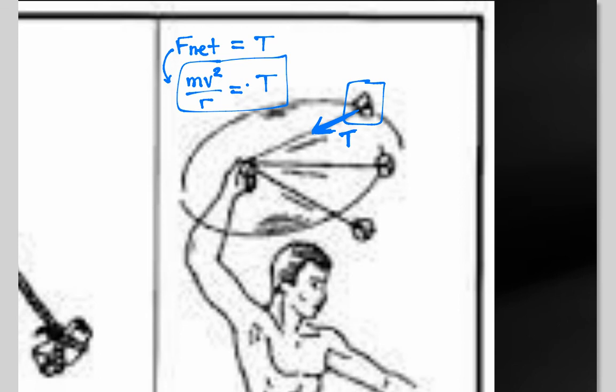So F net equals ma from the last unit. What we would always do is sub in ma here. But this is a special case of F net, the special case for centripetal motion. So rather than subbing in ma, we sub in mv squared over r for uniform circular motion.